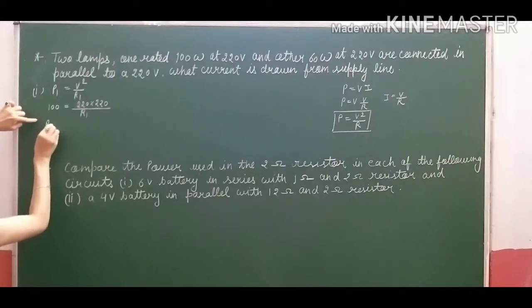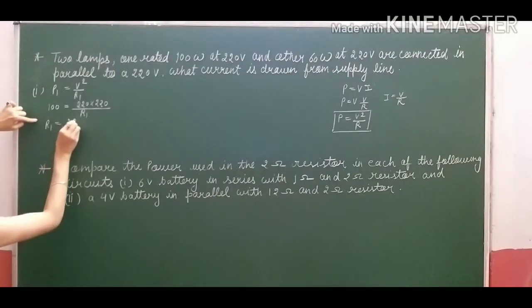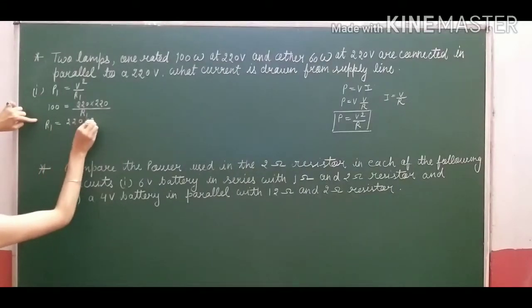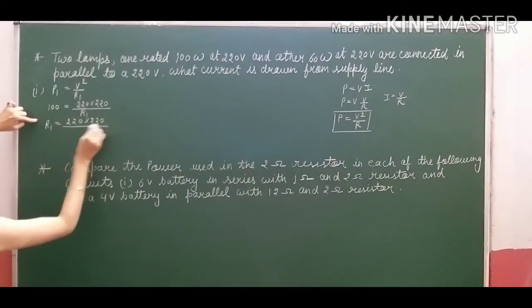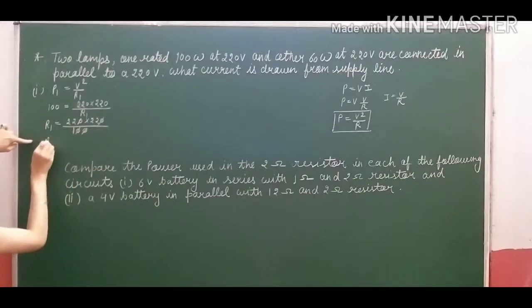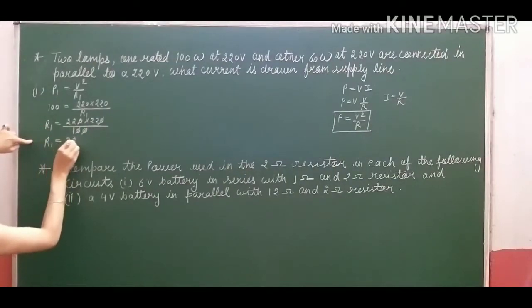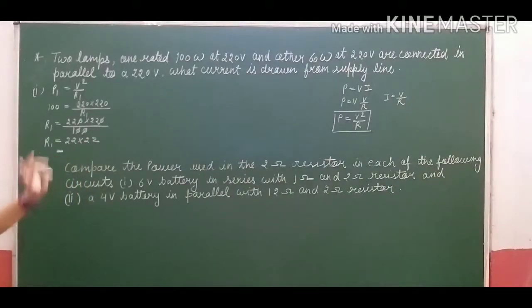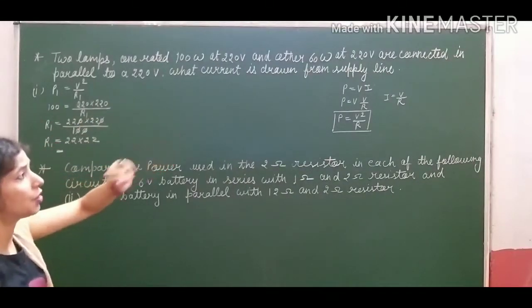So what will be the R1 there? You can write 220 into 220 divided by 100. So that will be cancelled, and the multiple of 22 and 22 we will get there as the resistance. This is R1. Now in the second case we have to find out R2.